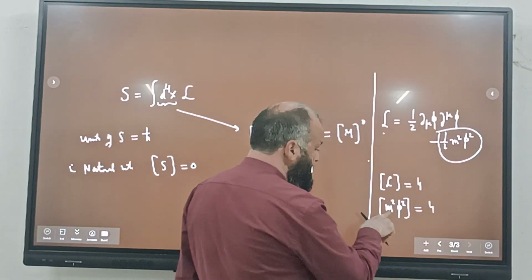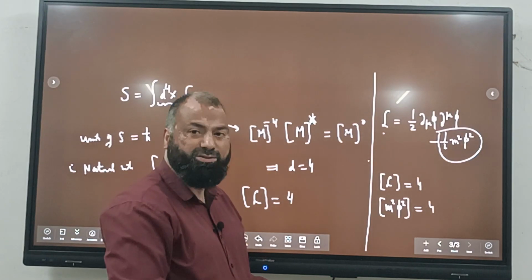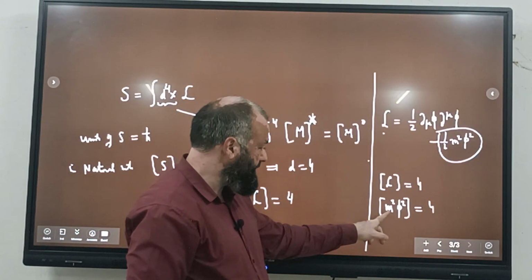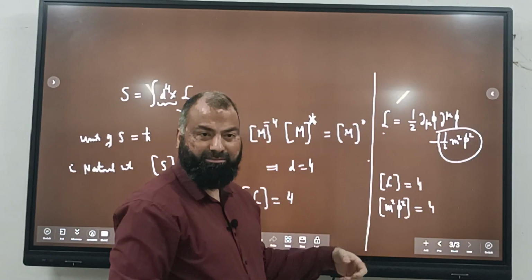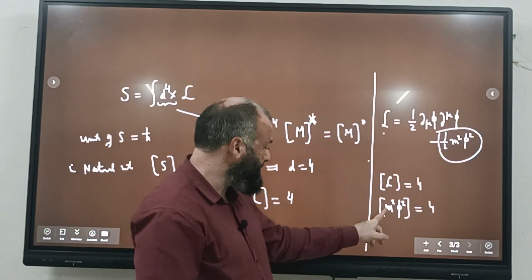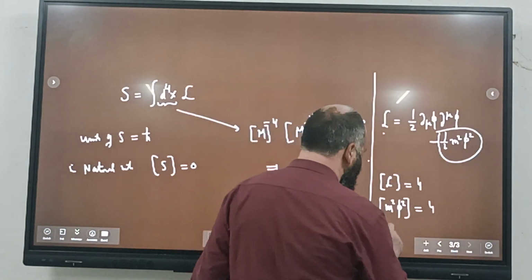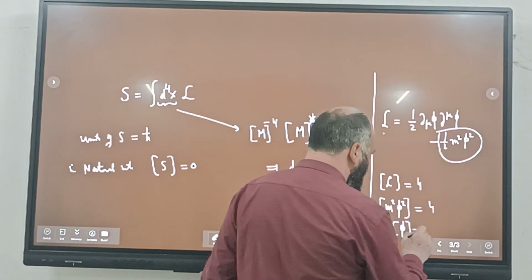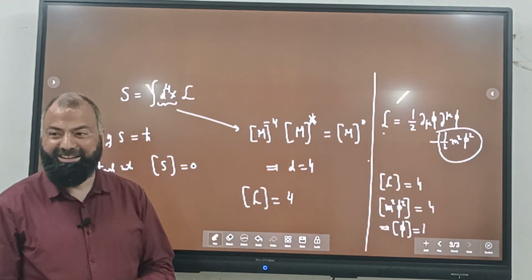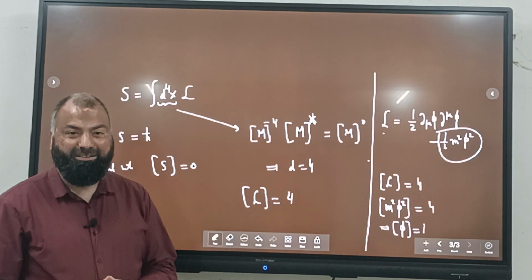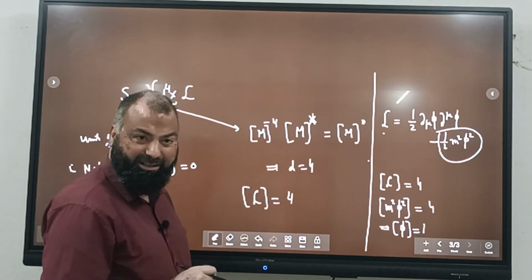So it should be 4. Now let's assume this m is the mass of the particle. So this gives me m square. Then phi should have the dimension of what? 1. Because it will be m square multiplied by m square. Okay, so which gives me what? The dimension of phi should be 1 in 4-dimensional space time. Clear? The mass dimension of phi should be what? 1.